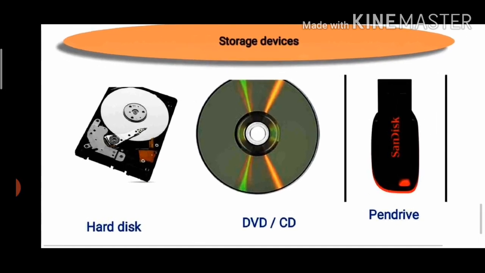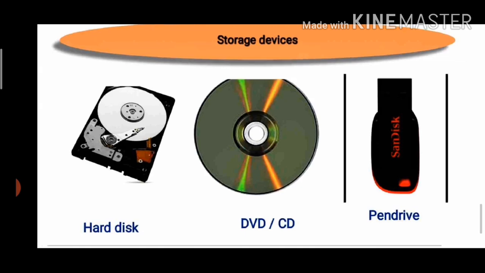Now the second one is CD and DVD. A CD or DVD is an external storage device. It looks round in shape. It is a shiny disc, and it can store a large amount of data but less than a pen drive or hard disk.